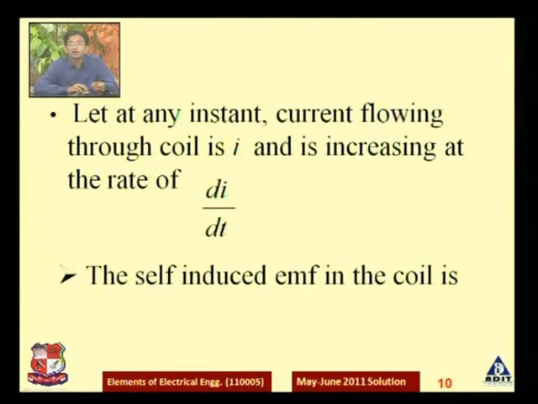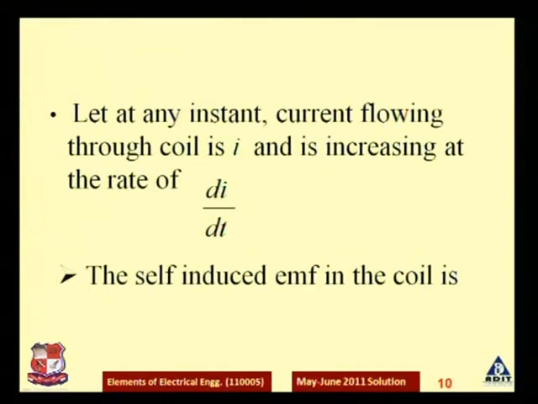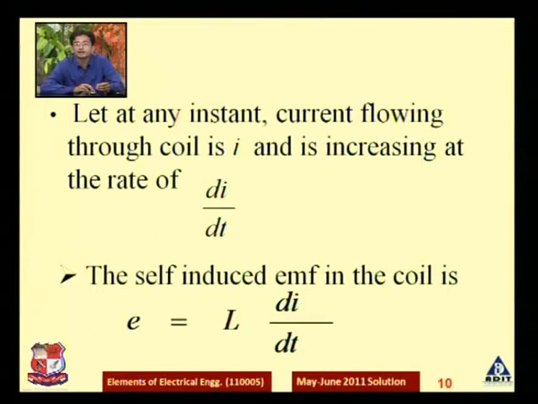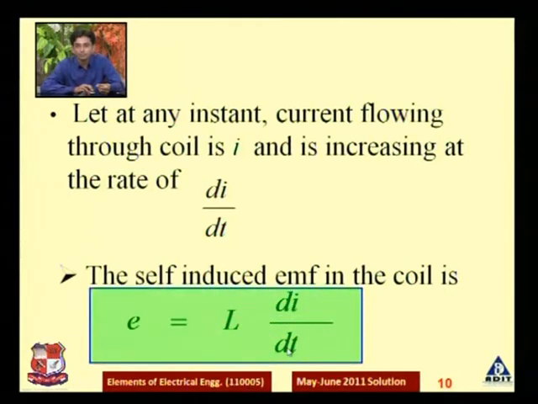Let at any instant the current flowing through the coil be i, increasing at the rate of di by dt. So the self-induced EMF in the coil is E equal to L di by dt. What is L? L is the inductance of the inductor, and di by dt is the rate of change of current. How can you change the current? When you vary the resistance, the current will also vary. So this is the first equation you have to remember.